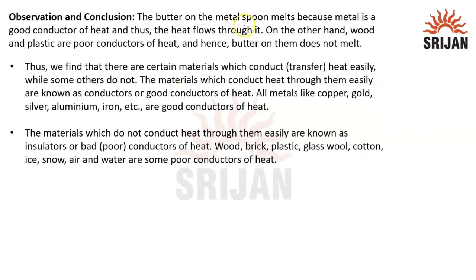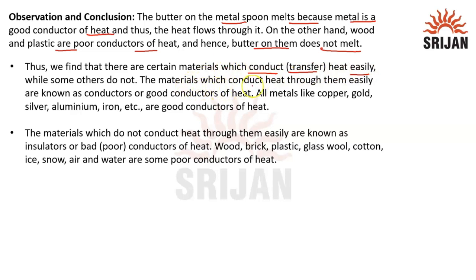We have seen that the butter on the metal spoon melts because metal is a good conductor of heat, meaning it allows heat to flow through it. On the other hand, wood and plastic are poor conductors of heat, hence the butter will not melt, it will remain as it is. So from here we can say that there are certain materials which conduct, meaning which transfer heat easily, while others do not.